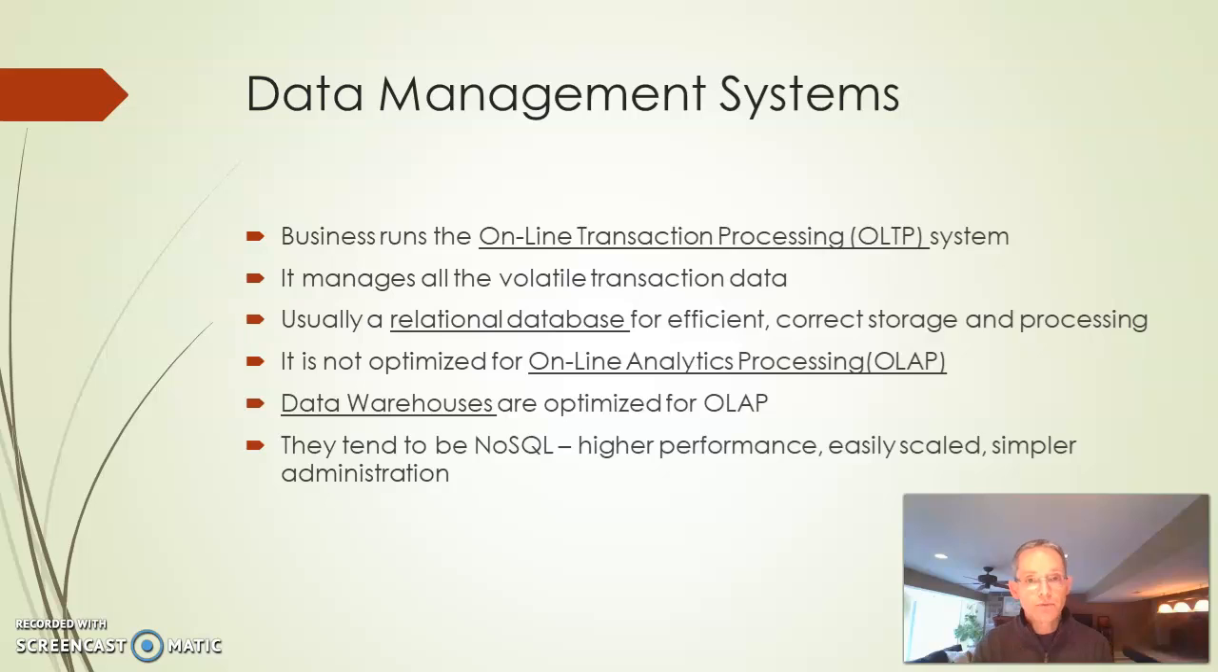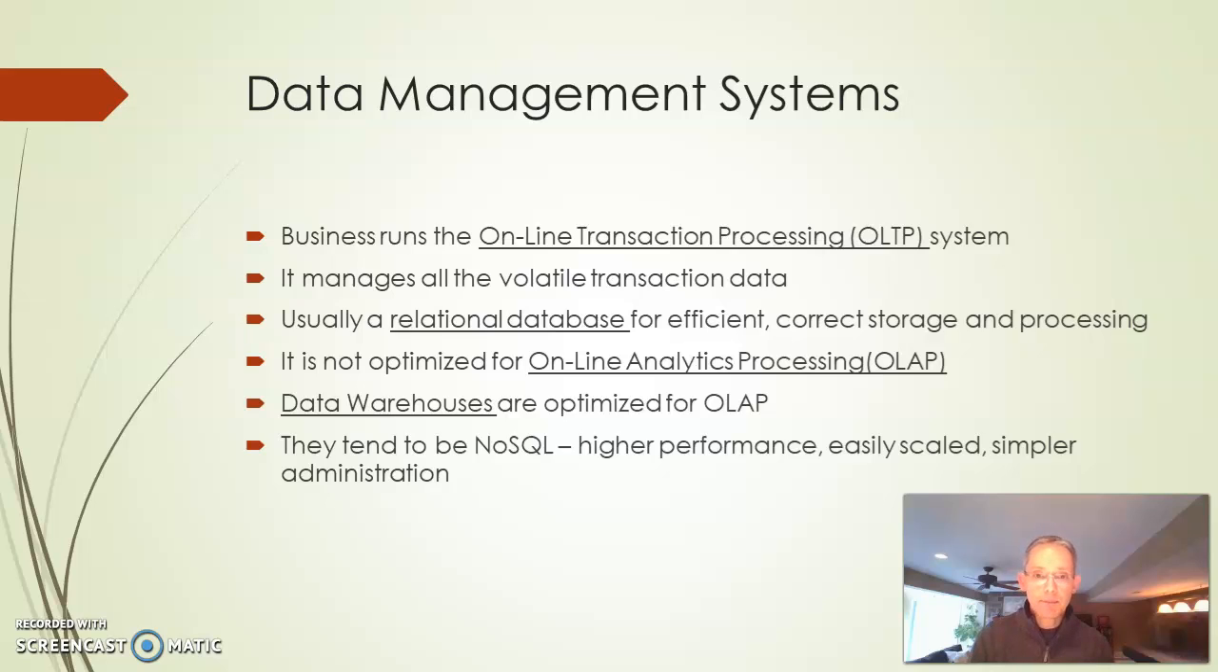The business is going to run on your OLTP system. So your book goes into all these different types of systems. I'm not going to spend a bunch of time on it in the presentation; that's in our reading for this week. But that's what the business runs on. It manages all your volatile transaction data. And those are the big systems that are constantly generating and returning, making sales and executing on those sales and doing stuff with suppliers. Typically, that's relational databases because it has to be fast, efficient, correct, and it has to process quickly.